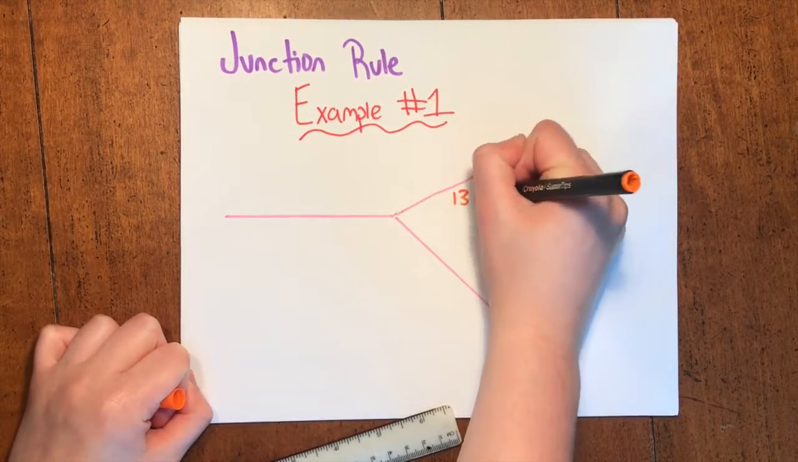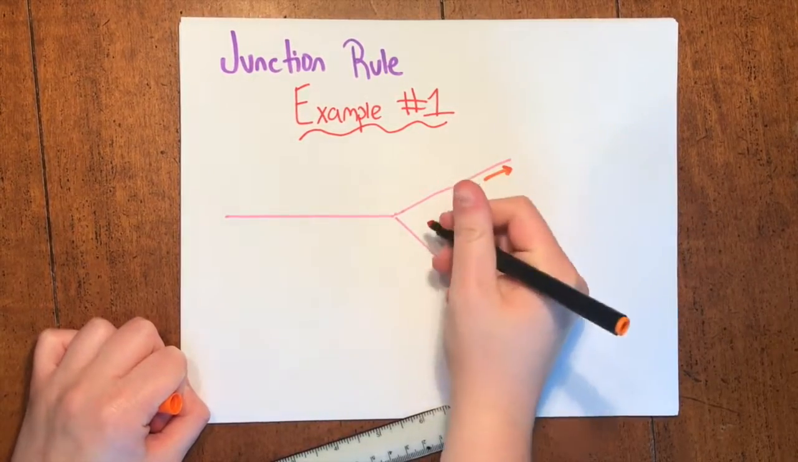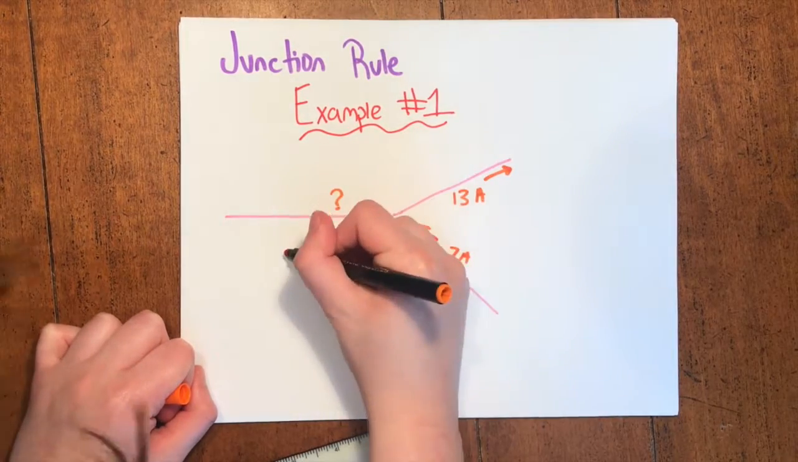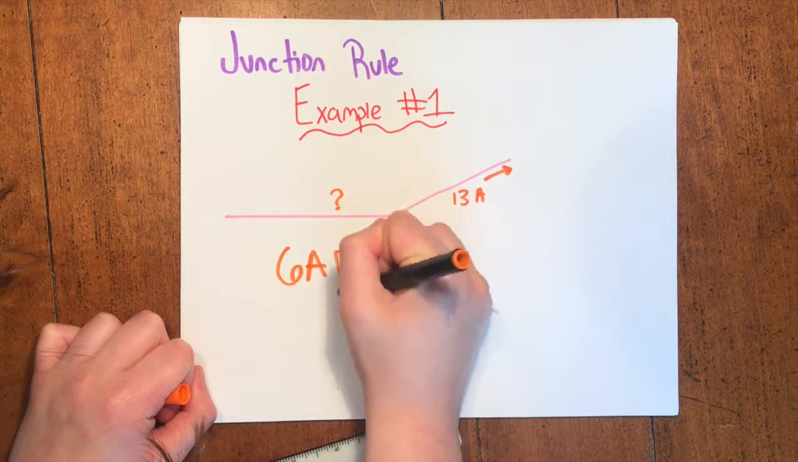In this example, there are 13 amps exiting from the top and 7 amps entering from the bottom. Therefore, 6 amps must enter from the left in order to satisfy the junction rule.